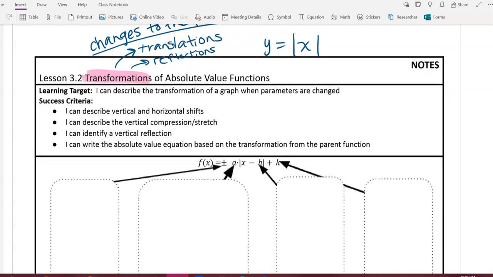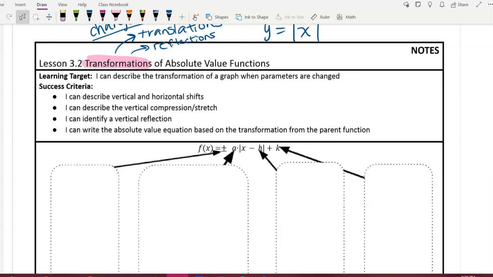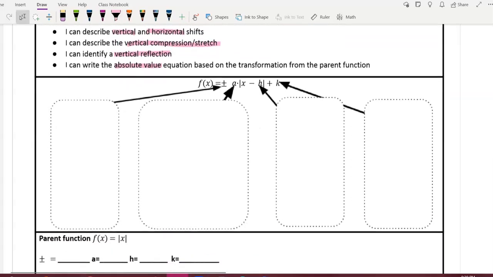All right, so our learning target is that you can describe the transformation of a graph where parameters are changed. You'll be able to describe vertical and horizontal shifts. You can describe the vertical compression or stretch. You can identify a vertical reflection, and you can write the absolute value equation based on the transformation from the parent function. All right, so let's get into it. This is the vertex form we talked a lot about yesterday. This is vertex form.